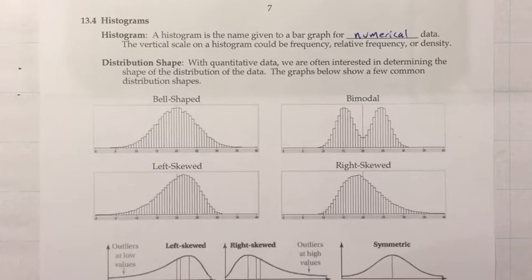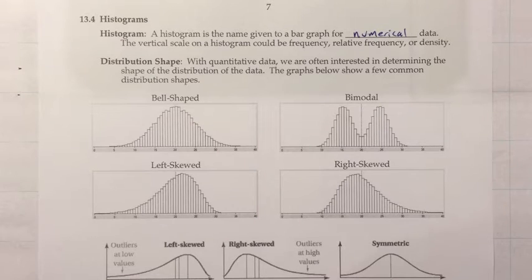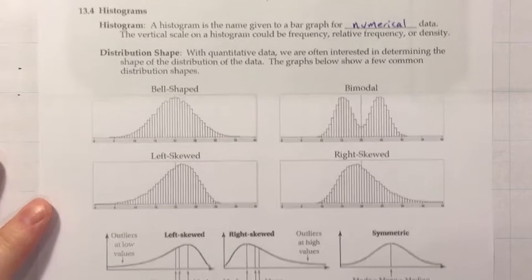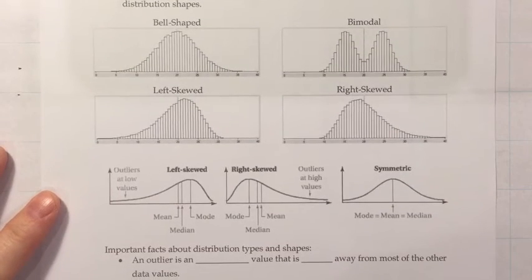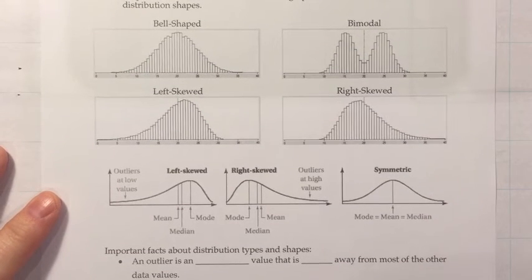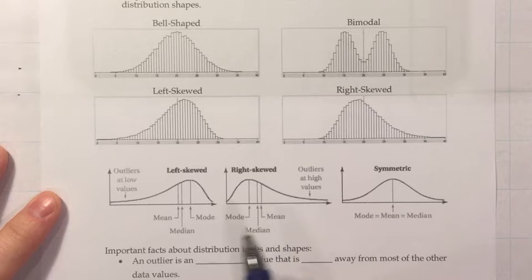And that allows us to start talking about shape. With quantitative data, we are often interested in determining the shape of the distribution of the data, and the graphs below show a few common distribution shapes. We have bell-shaped, bimodal, where we have two peaks, left skewed or right skewed. There's other shapes as well, but those are the four that we're going to talk about the most in this text.